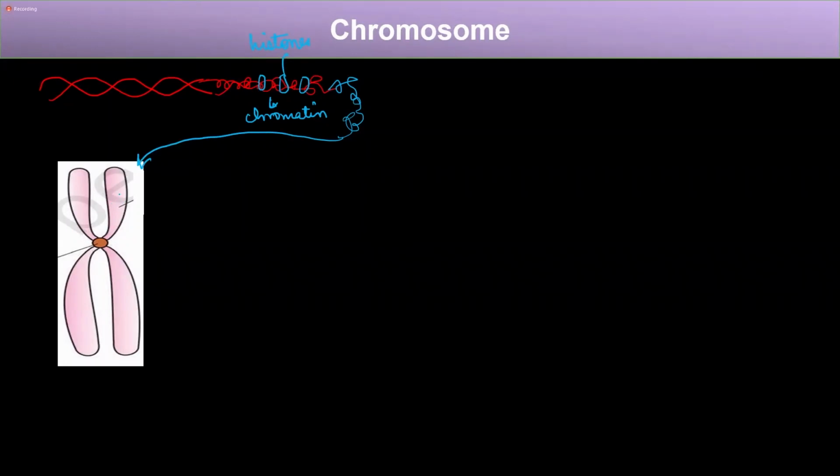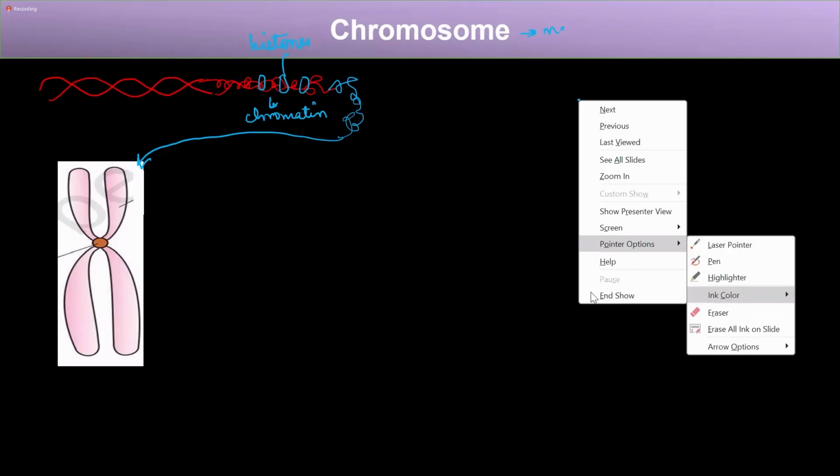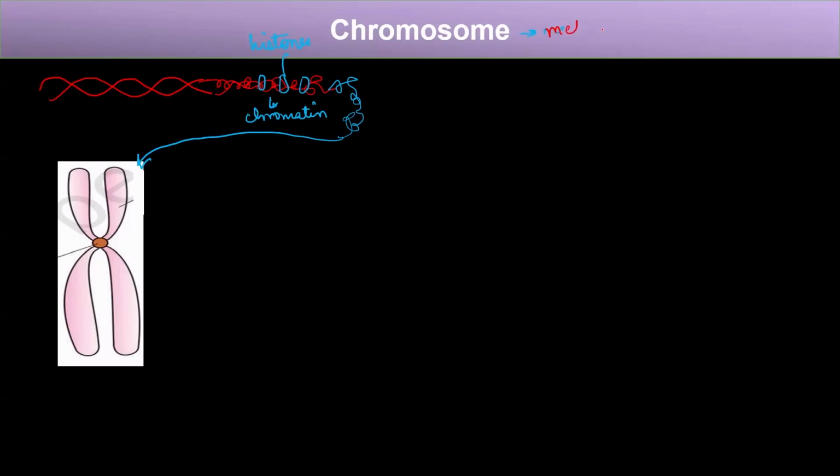So this is the very condensed form of the chromatin. But this structure is not always visible. Like I said in the previous slide, it is visible in M phase when the cell divides, and especially it is visible in the metaphase of M phase. And what is this structure called? This structure is called chromosome.